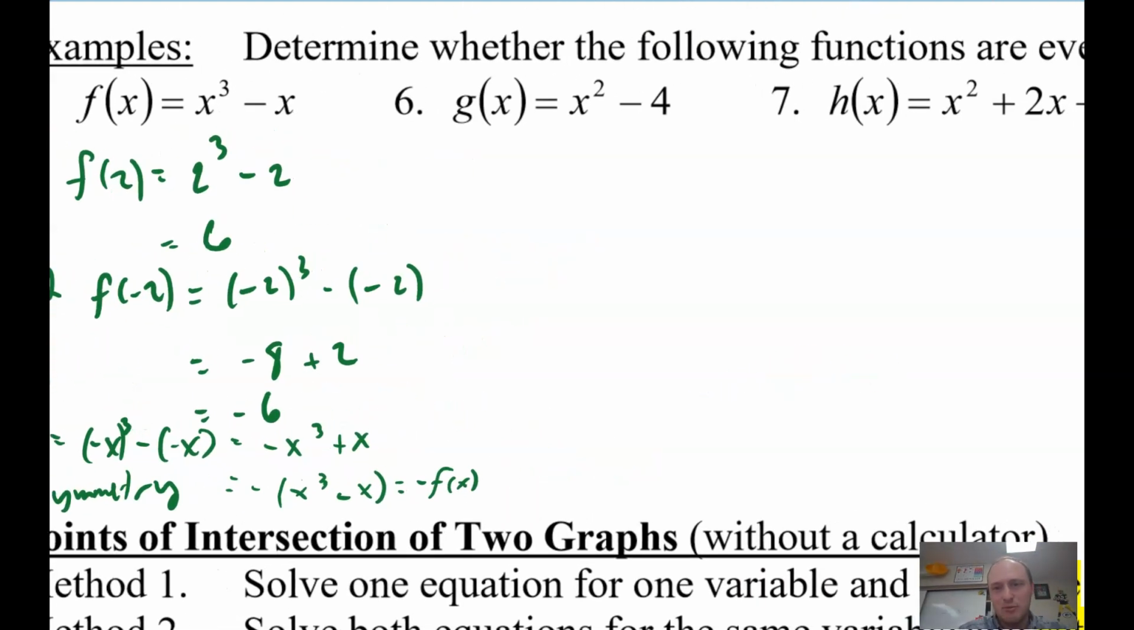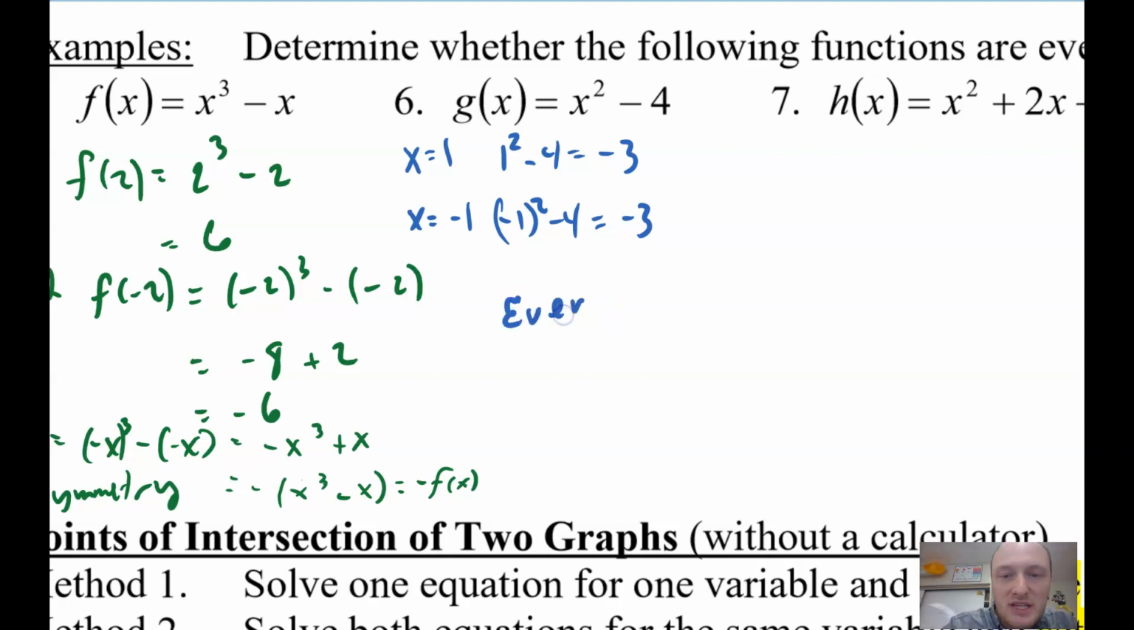Okay. Next example, here we go. g of x equals x squared minus 4. Again, I'm going to evaluate. I'll switch back now to 1 because 1's a simple number to evaluate. So 1 squared minus 4 gives us 1, take away 4, which is negative 3. Now we'll evaluate negative 1, the opposite number. So negative 1 squared minus 4 is also, again, negative 3. So that's going to make this example even. This is y-axis symmetry. This is an even function.